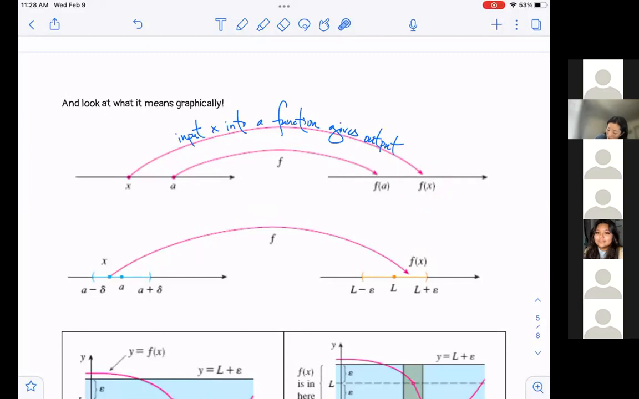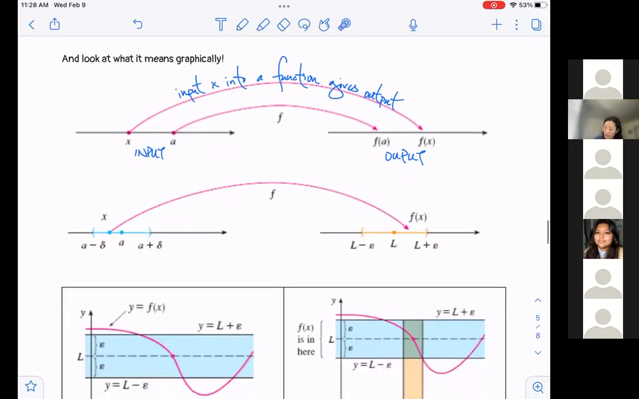And so if I input a into a function, we hope that the output is f of a. Okay. So this graphic is more about the input and output relationship that we see with functions.